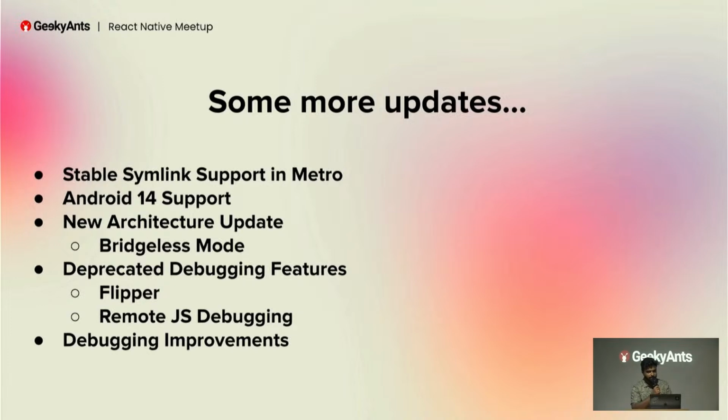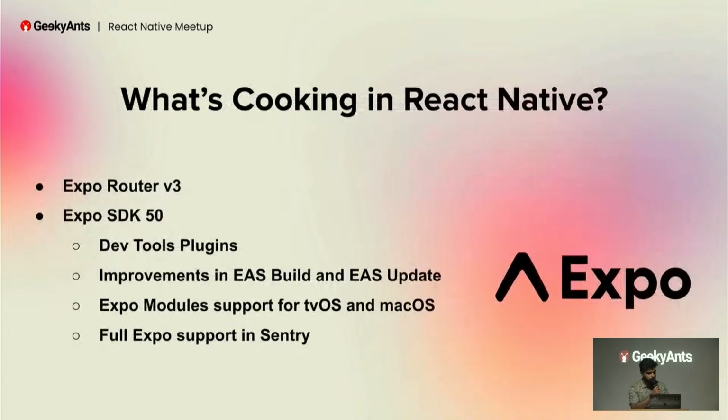The biggest upgrade on the new architecture: Bridgeless mode has been rolled out. Earlier we had Turbo Modules and Fabric rolled out to the new architecture, but now with Bridgeless mode, it is more or less completely bridgeless for React Native applications. There are also updates on the debugging side. Flipper has been deprecated, and a new experimental debugger has been added for JS debugging. Currently it is experimental, but it has a lot of capabilities, so you should give it a try. The debugging documentation has also been updated, so go ahead and have a look.